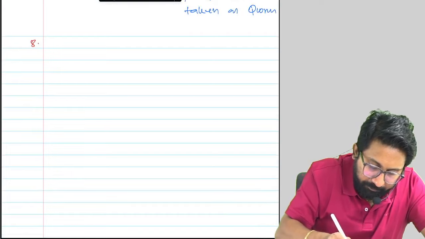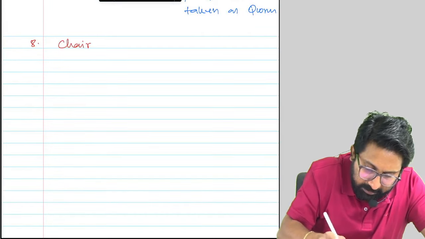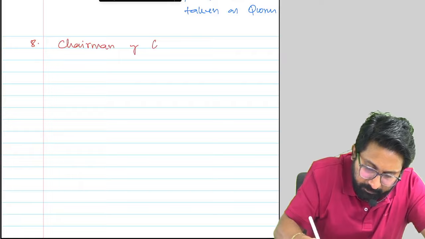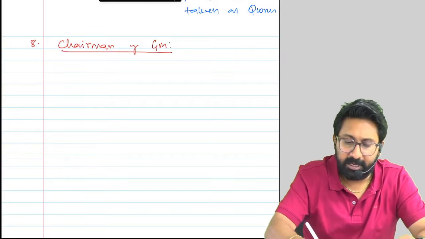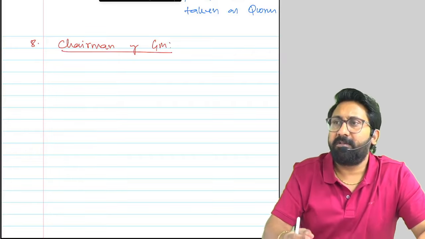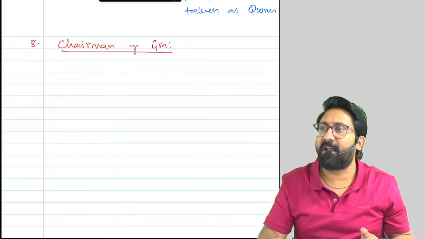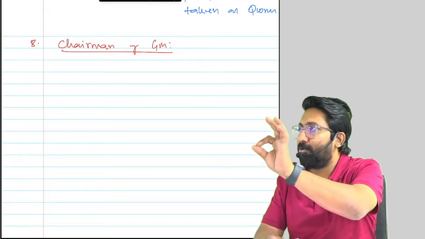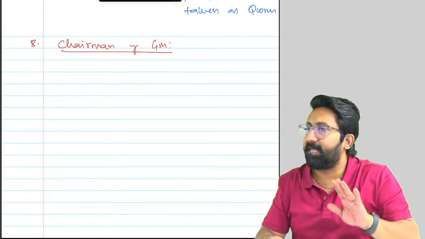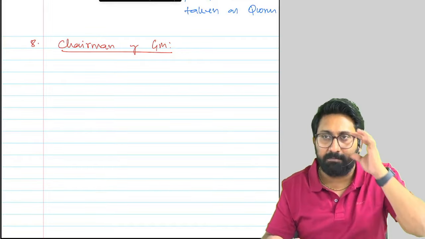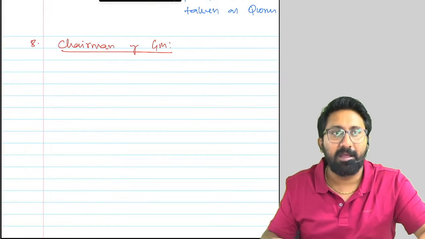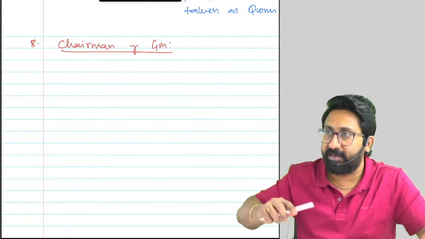Next section. Chairman of GM. Let us not complicate this concept. We can discuss this for hours together, but 2 minutes I will complete it and write. Examination chance is very less to come. There is no great thing to ask here, but try to understand and then tell. Listen, please.